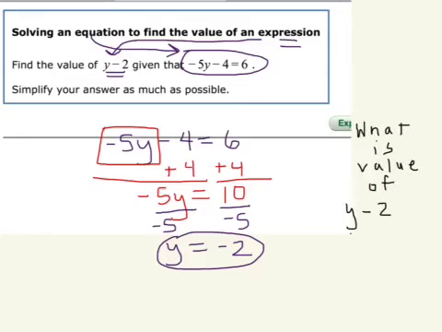So we're not quite done with this problem, but you will see over here, what is the value of y minus 2? Well, if y is negative 2 and we substitute that for this y, then we have negative 2 minus 2 is equal to negative 4. And this is in fact the answer to this problem. Negative 2 minus 2, if you recall, we can add the opposite and turn that into negative 2 plus negative 2. The answer to this is negative 4.